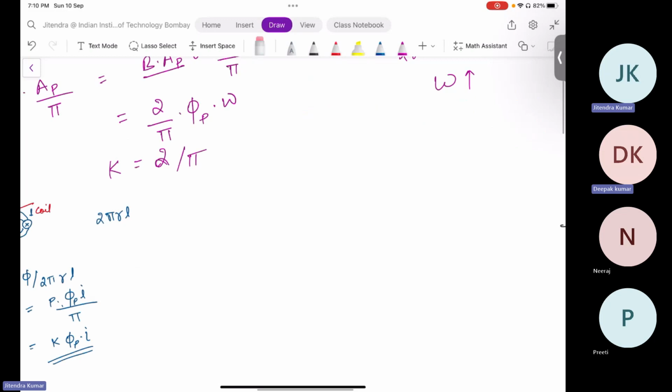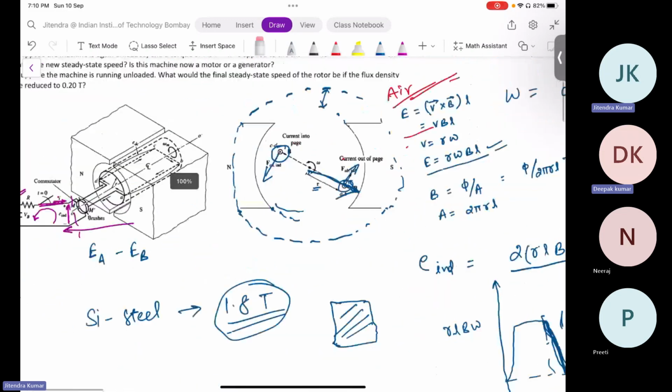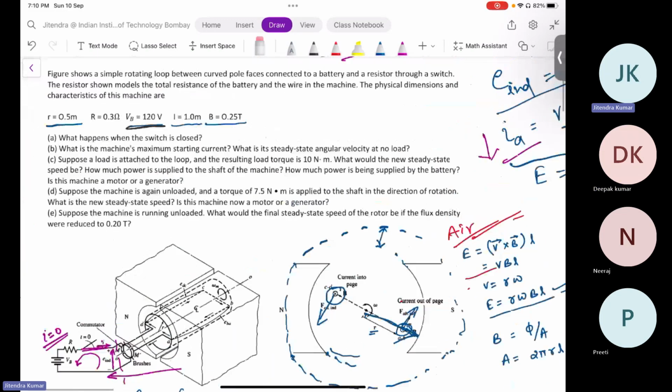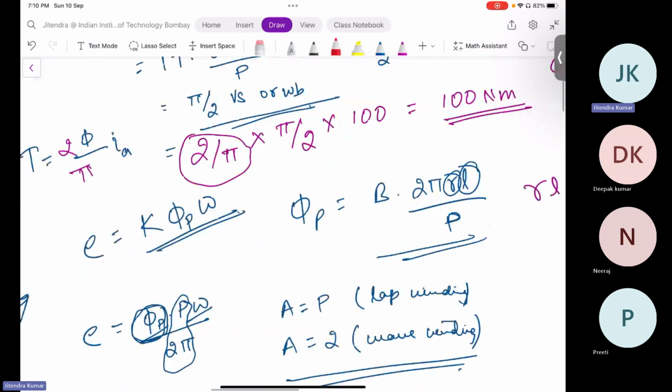Okay, so B was 0.25 Tesla. L is 1 meter, R is 0.5 meter, and VB is 120 volts. So these are the parameters we need.